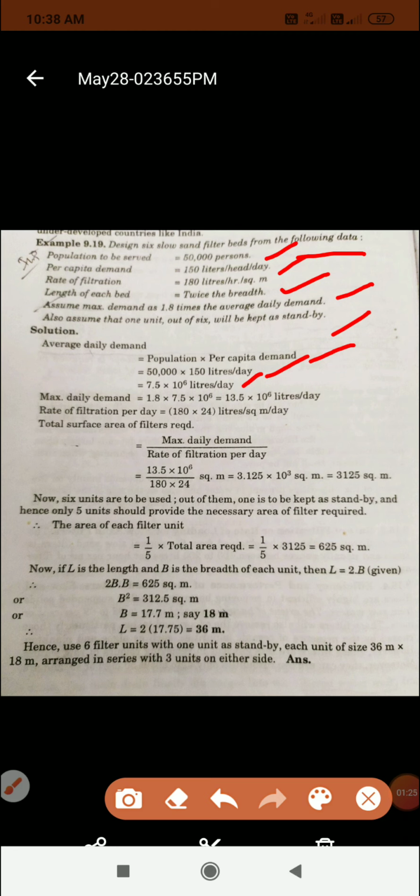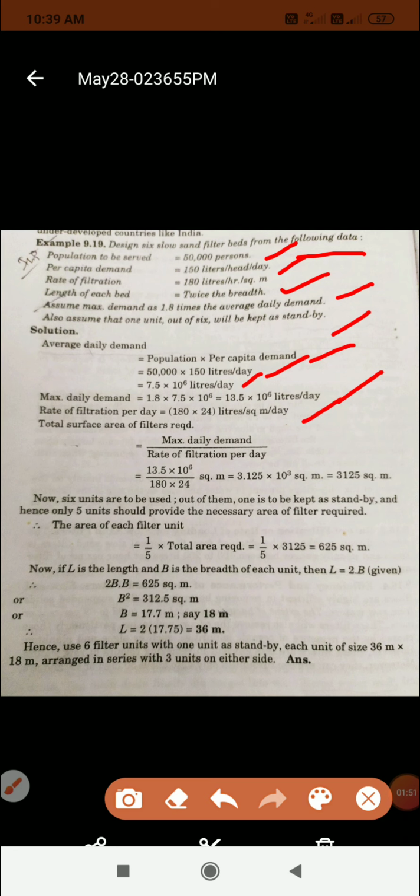Maximum daily demand is equal to 1.8 is the factor into average daily demand, that is 7.5 into 10 to the power of 6, which is equal to 13.5 into 10 to the power of 6 liters per day. Rate of filtration per day is equal to 180 into 24 liters per square meter per day.